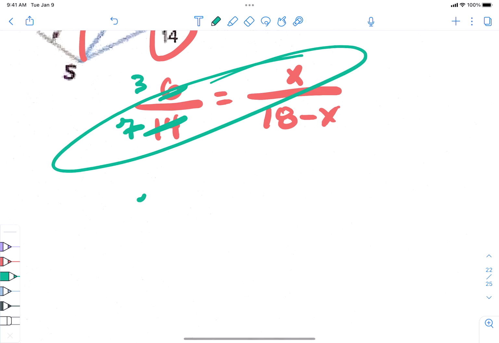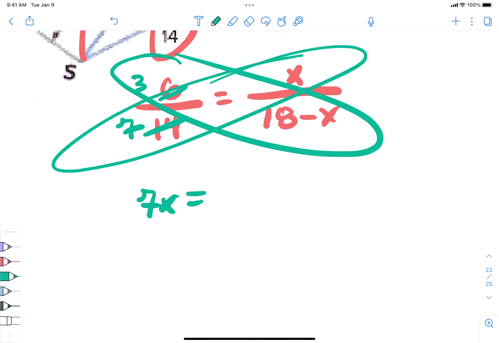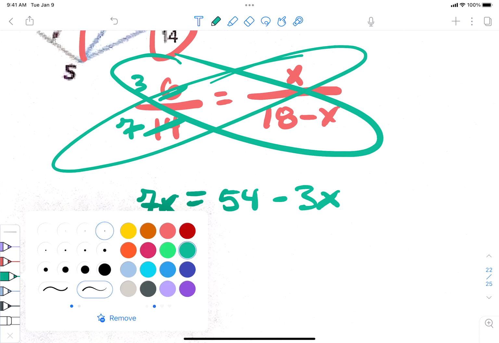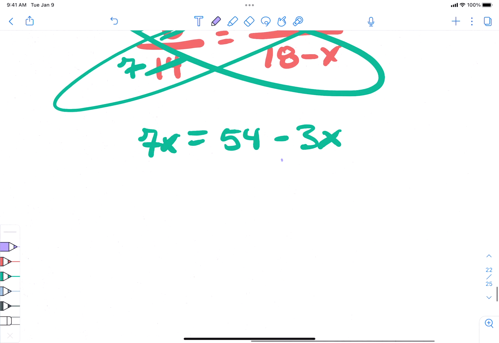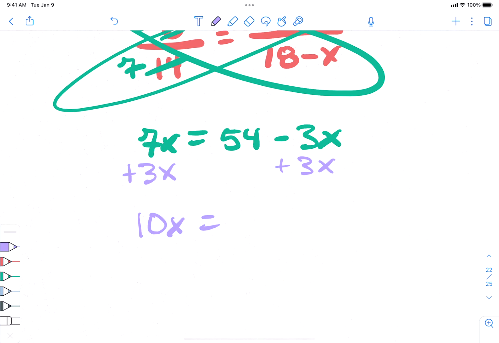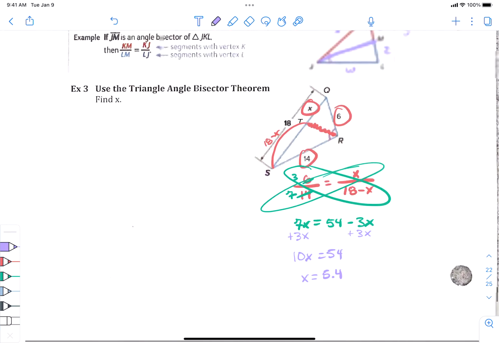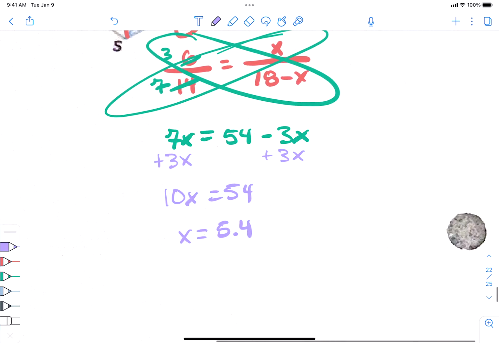So 7 times X is 7X. And then 3 times those guys. 3 times 18: 3 times 10 is 30, 3 times 8 is 24. So 30 and 24 is 54, minus 3x. And then let's just add the 3x plus 3x. That is 10x equals 54. X is 5.4, which is true. And they don't have dimensions, so they just say find x. There you go. Okay? Swag.